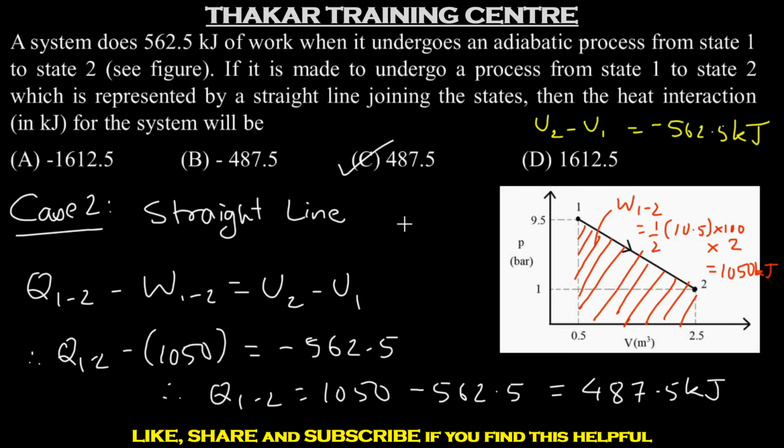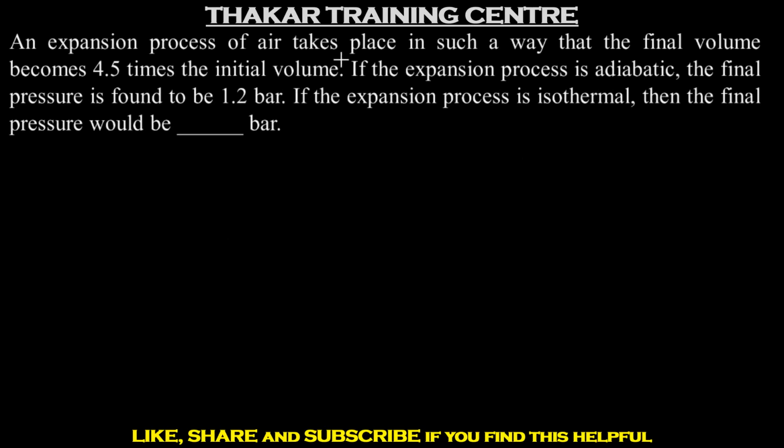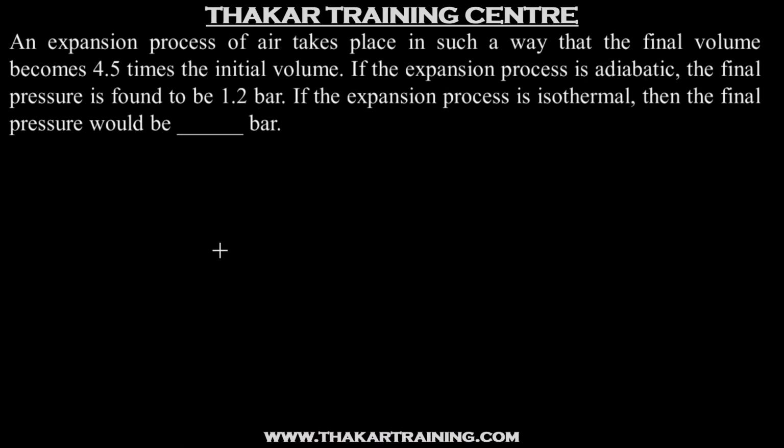So we got the answer as 487.5, which is option C. An expansion process of air takes place in such a way that the final volume becomes 4.5 times the initial volume. If the expansion process is adiabatic, the final pressure is found to be 1.2 bar. If the expansion process is isothermal, then the final pressure would be dash bar.